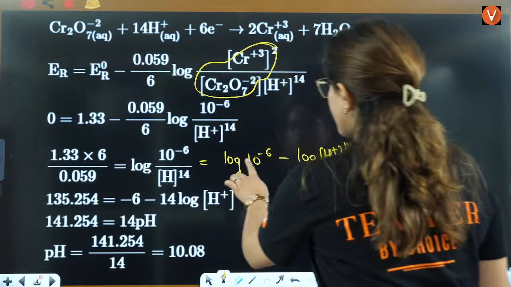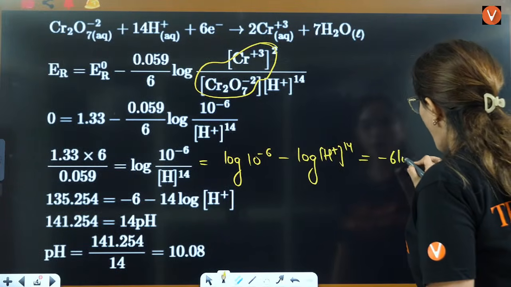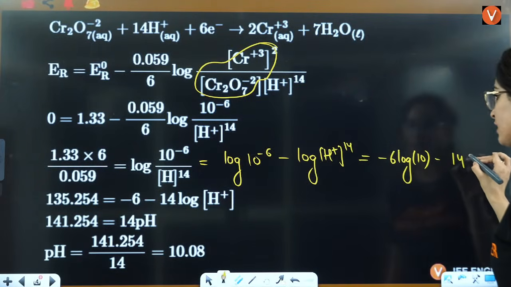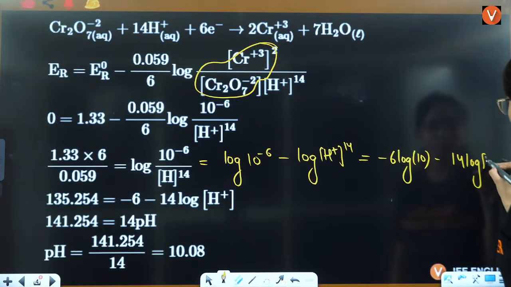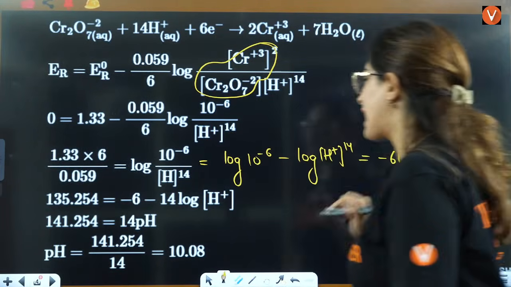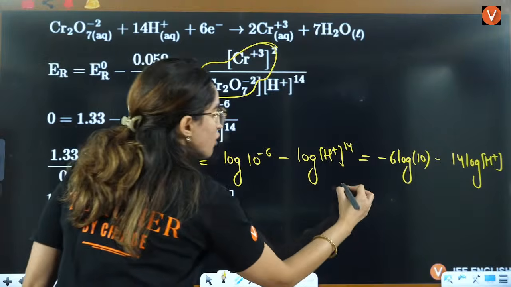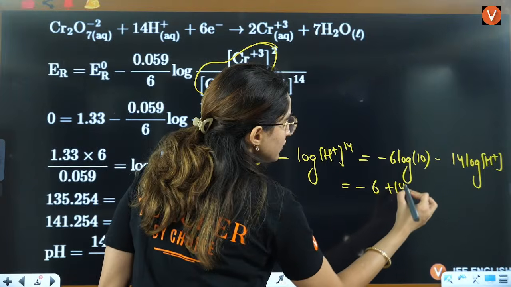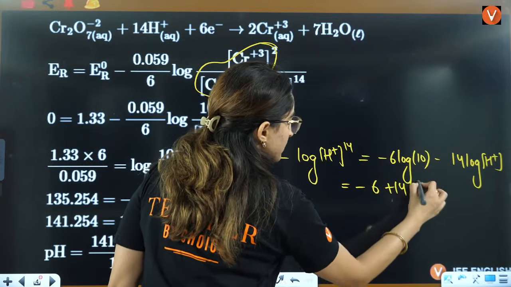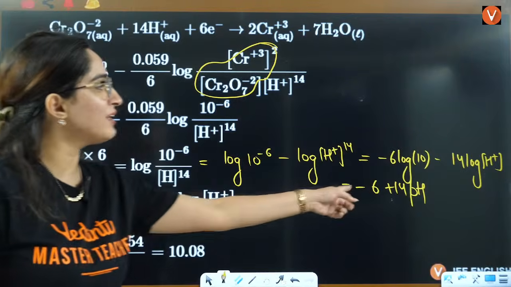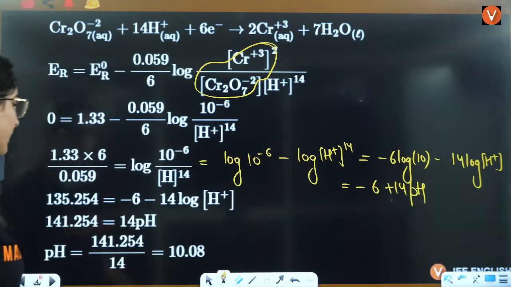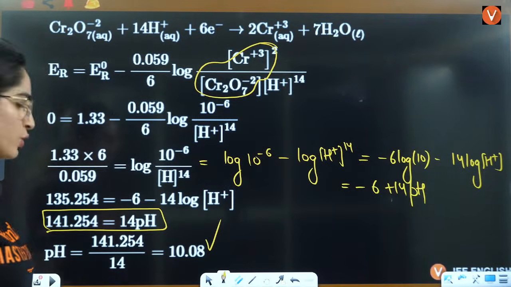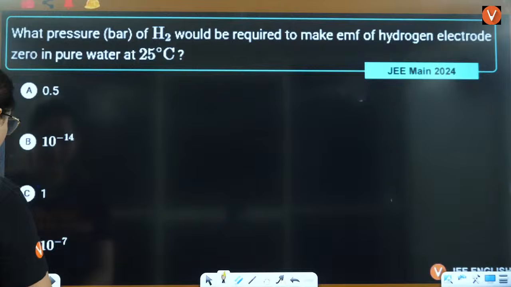That will become minus 6 of log 10, that is nothing but 1, minus 14 of log of H positive, right? So you can just calculate this here, that will become minus of 6 and this will become plus 14 pH, right? Why? Because minus log of H positive is nothing but pH. So you can calculate the value of pH from here, that will be 10.08. So the answer is going to be 10, the correct answer.